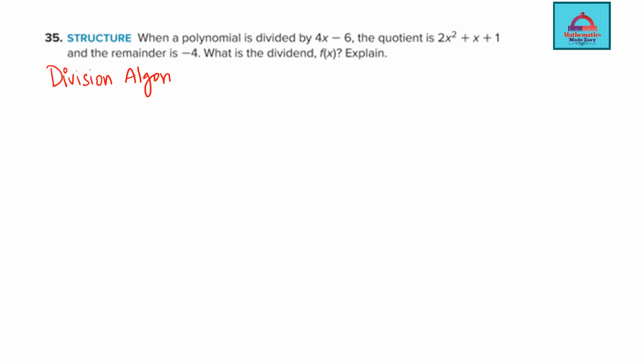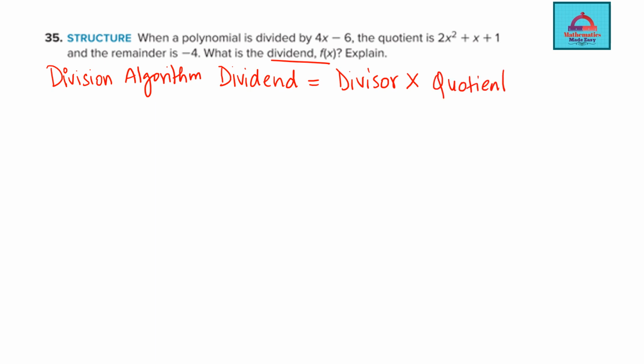So the division algorithm is used to find the dividend. And if you see in this question, we have to find the dividend. So the dividend is given by f(x) here. The formula for the division algorithm is that dividend is equal to divisor multiplied with your quotient, and to that you add your remainder. Okay, so please learn this formula so that it will help you for solving the questions.